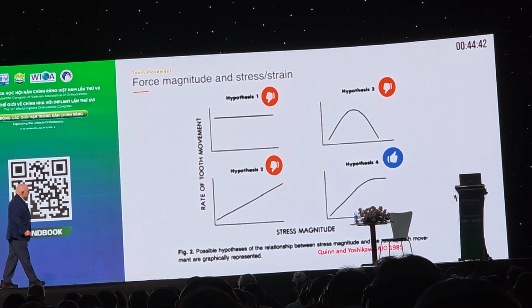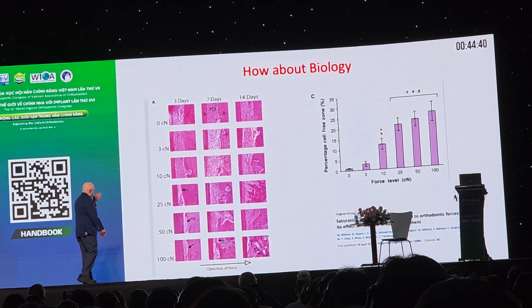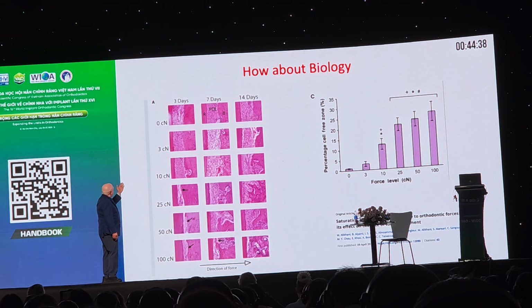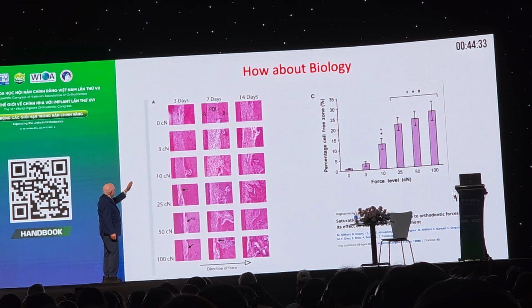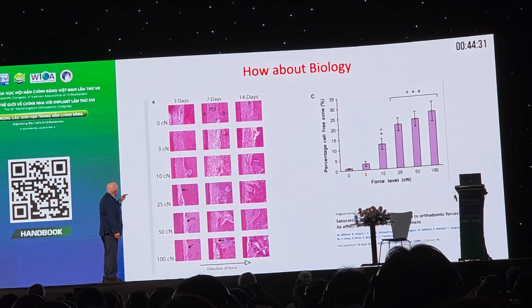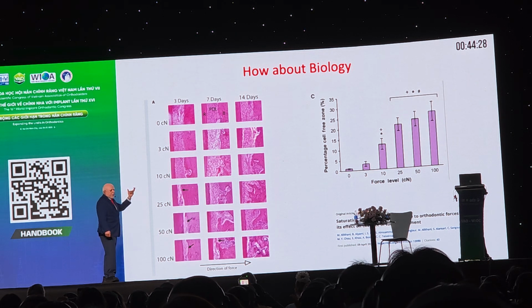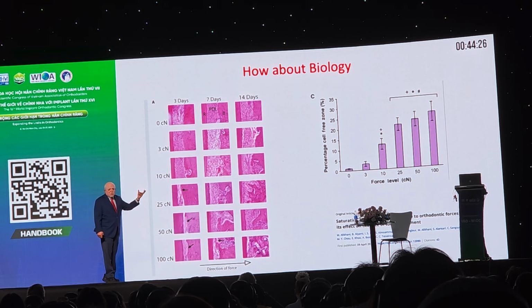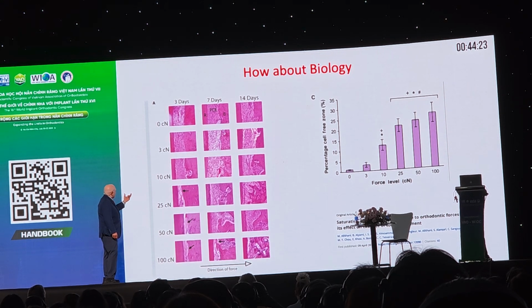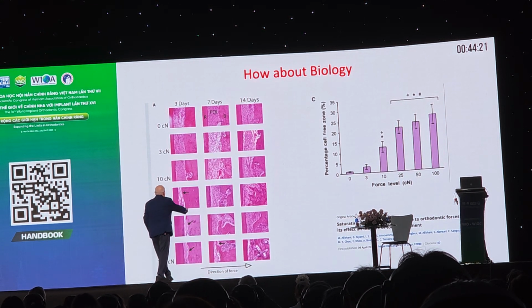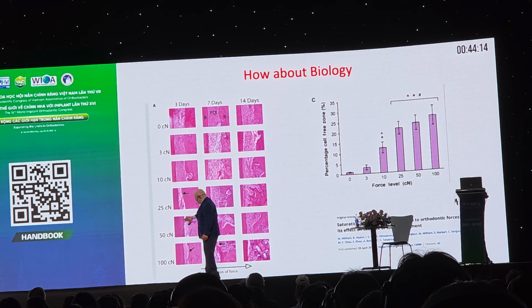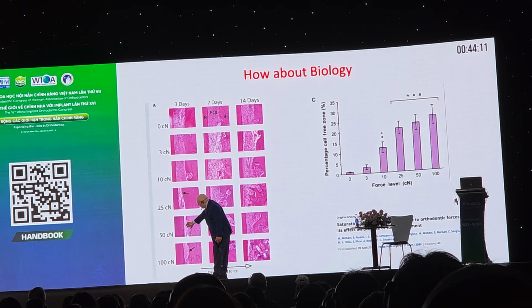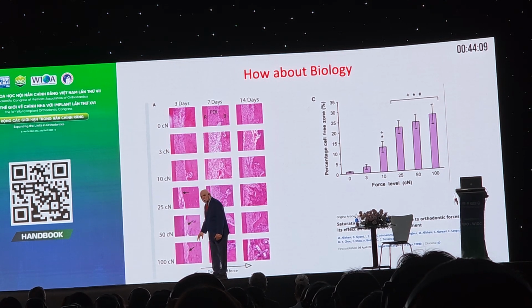Take a look at this one. This is very nice. You can see the amount of force on the left side, at 3 days, 7 days, 14 days. At 3 centinewtons the PDL looks very nice. At 10 centinewtons, you can see some resorption taking place on this bone. At 25, the cells are gone. At 50 centinewtons, the cells are completely gone.